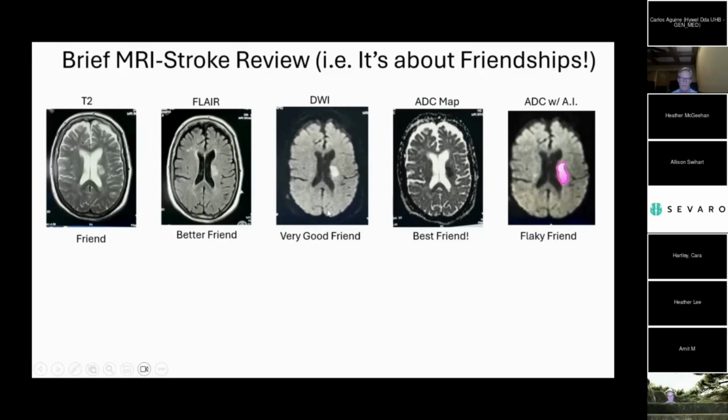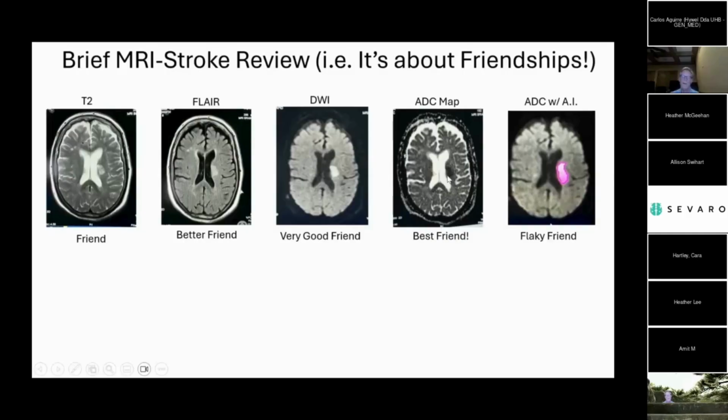A very good friend is the DWI. Restricted diffusion, of course, will show up as white because the protons aren't moving. But the reason DWI is not your best friend is because DWI is actually a T2 weighted sequence, so you can have this thing called T2 shine through. You think it's a stroke, but it's not. That's why the ADC map is your best friend. This is a direct measurement map, whereas DWI is actually a constructed map, mathematically with computers. In this case, restricted diffusion shows up dark. So if you have bright on DWI and dark on ADC, you can be very confident this is truly restricted diffusion.